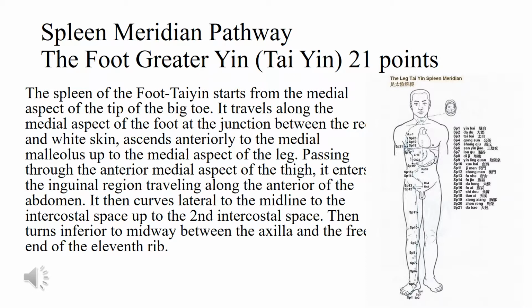And 21 does have something special about it. Remember, it's the great luo of the spleen. The great luo of the spleen. Said to be for pain throughout the whole body. Fibromyalgia, conditions like that. Pain throughout the whole body.